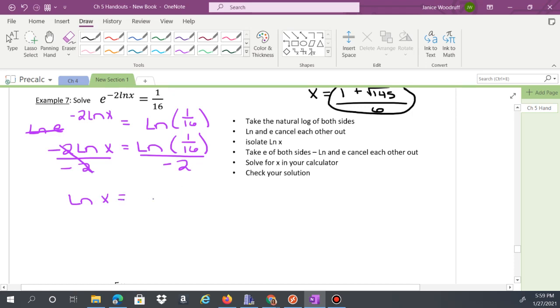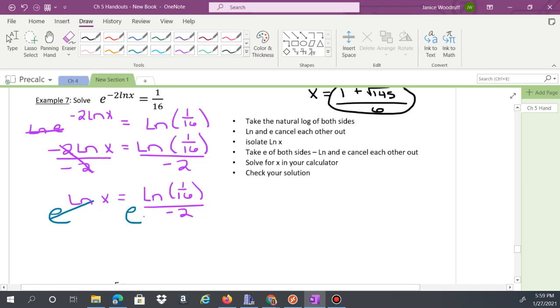So this gives me ln x equals natural log 1/16 divided by negative 2. Now, since you want to get rid of the ln so you can find out what x is, you are going to take e on both sides. So you're going to take this e here and write it on both sides like that. And now the e and the ln next to each other cancel each other out. You get x equals this whole mumble jumble right here.